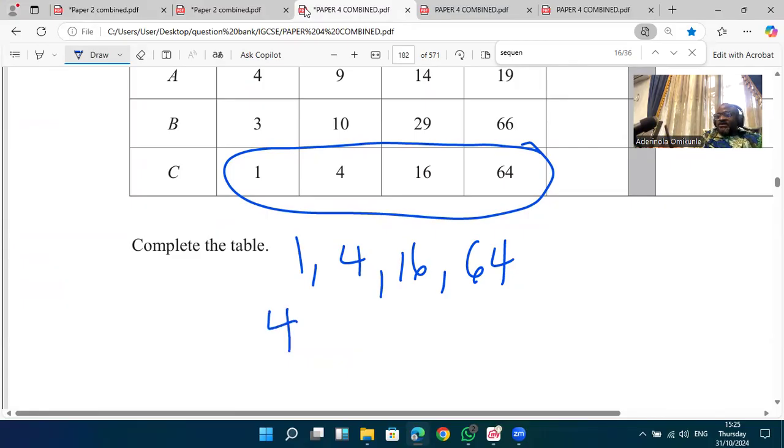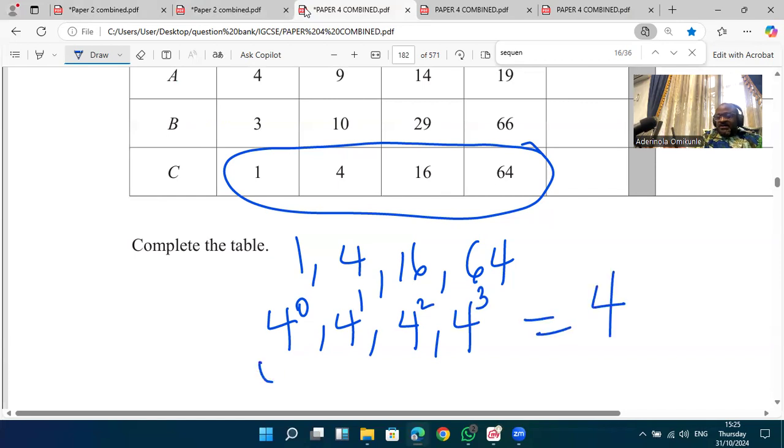Okay, so this is 4 raised to the power 0. This is 4 raised to the power of 1. This is 4 raised to the power of 2. And this is 4 raised to the power of 3. So obviously 4 is the common number. Again, find the nth term of the powers. They are always linear sequences. The common number you're adding is 1.